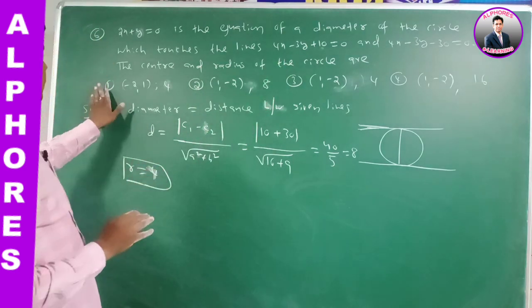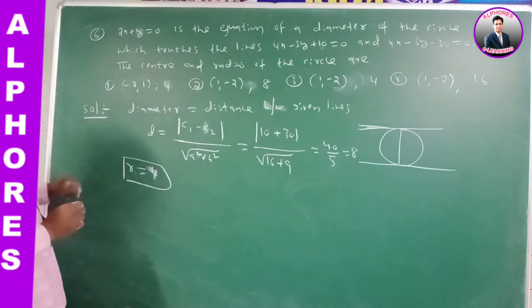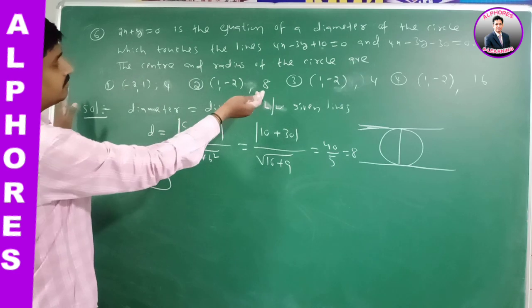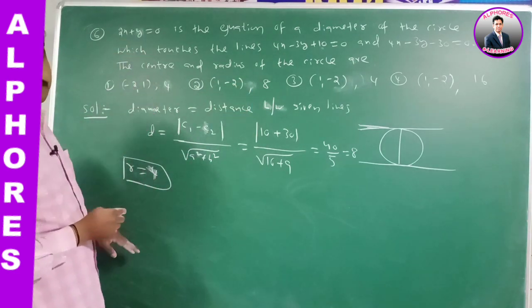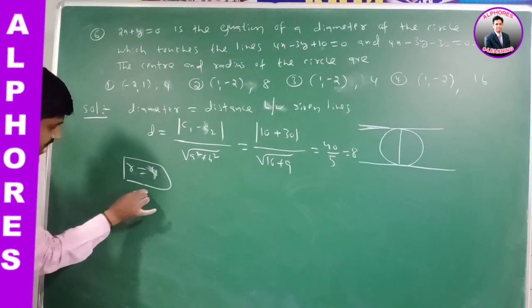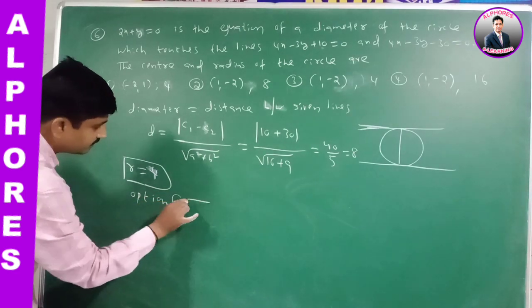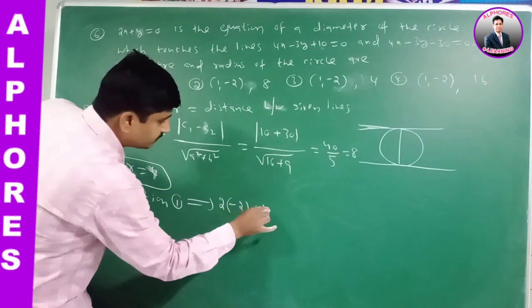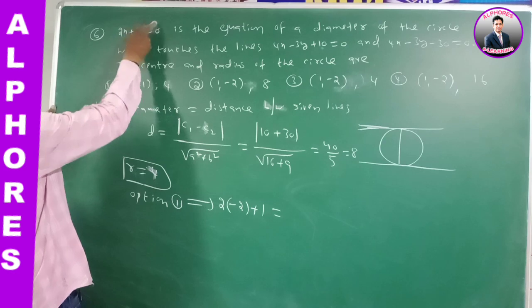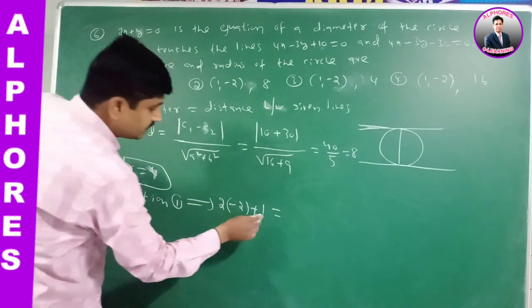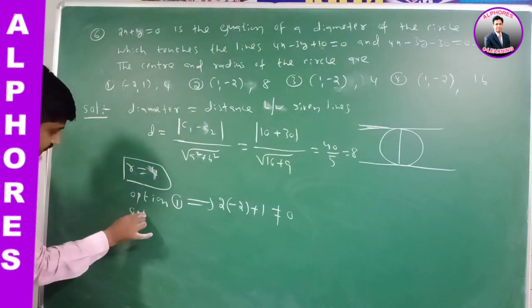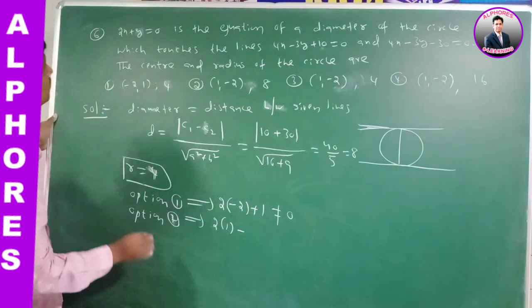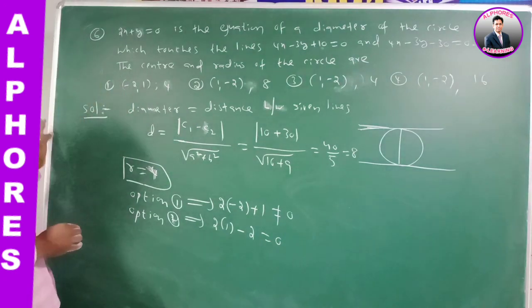Now we only check option 1 and option 3. Here the diameter of the circle is given, and the center lies on the diameter. From options 1 and 3, which point satisfies 2x plus y equal to 0? That is the center of the circle. From option 1, 2 into minus 2 plus 1, the center must satisfy this equation, but it is not equal to 0. Next, the other option: 2 into 1 by minus 2 plus... which is 0. Therefore this option is correct.